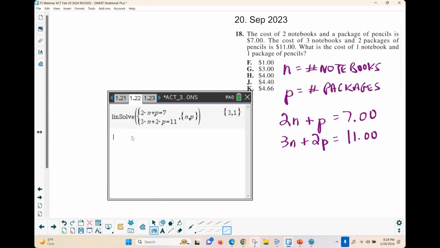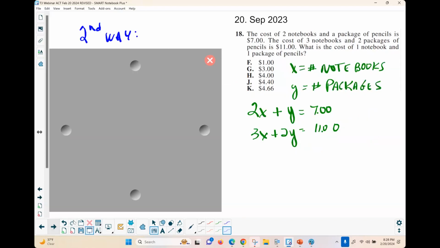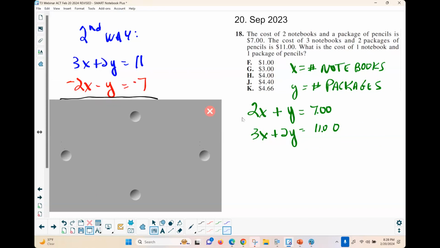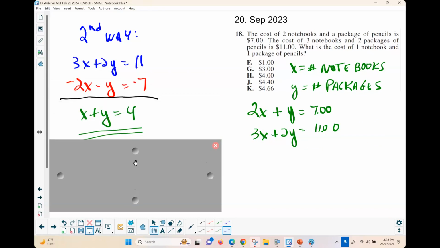And also a linear solve on the Nspire. But the reason I wanted to show this was there is another way you could have done this, and some of you, I'm sure, already saw it. If I take this system of equations, I'll take the second equation and write it on top, and I'm going to subtract the first equation. So it'll be minus 2x minus y minus 7. And when I subtract those, I get x plus y equals 4, and we're done.